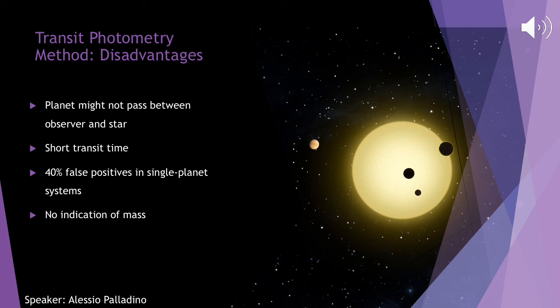The last big drawback would be the relatively high number of false positives produced. Since this method focuses primarily on the size of the planets, it cannot distinguish a large gas giant from a small star. The rate of false positives can hit 40% in star systems with only one planet. We need further information, such as mass, to know if it is a planet or if it is a star.